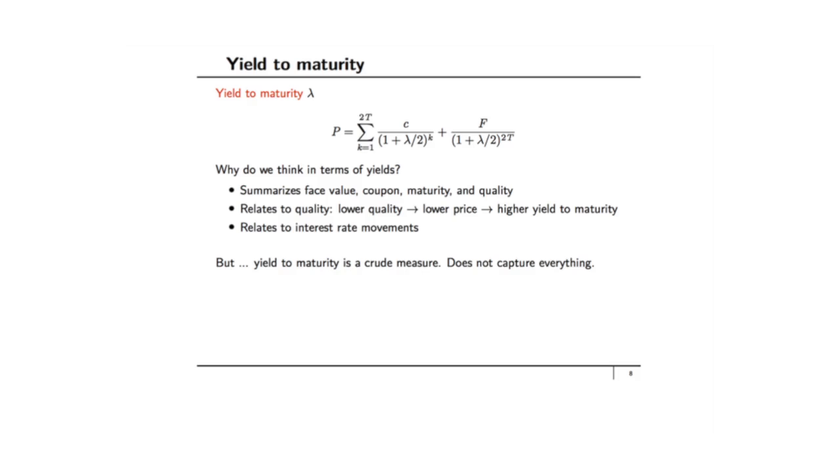If the interest rate in the market were to change, then the yield to maturity would change in a similar manner. Yield to maturity, therefore, gives us a way to think about different bonds and compare them. But remember, yield to maturity is a single number. It's a very crude measure. It's trying to summarize 4 different numbers by a single number. So it's not going to be able to capture everything.